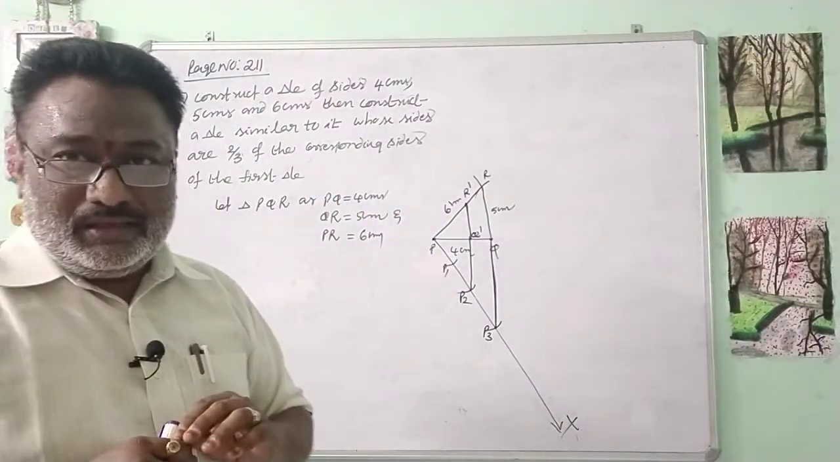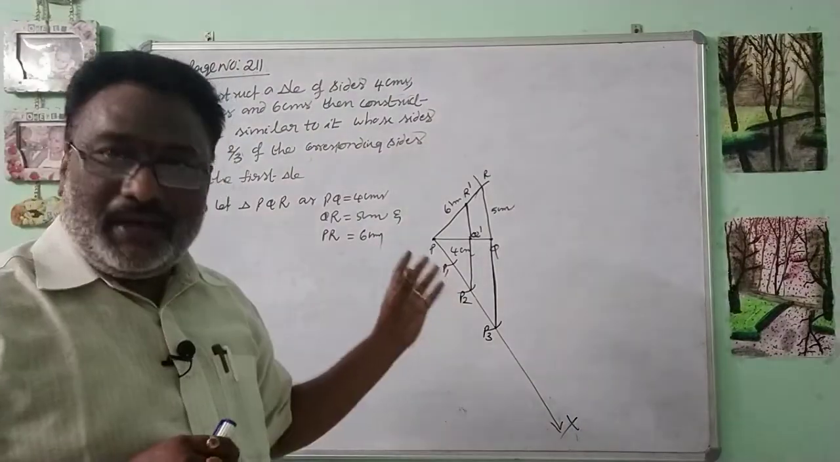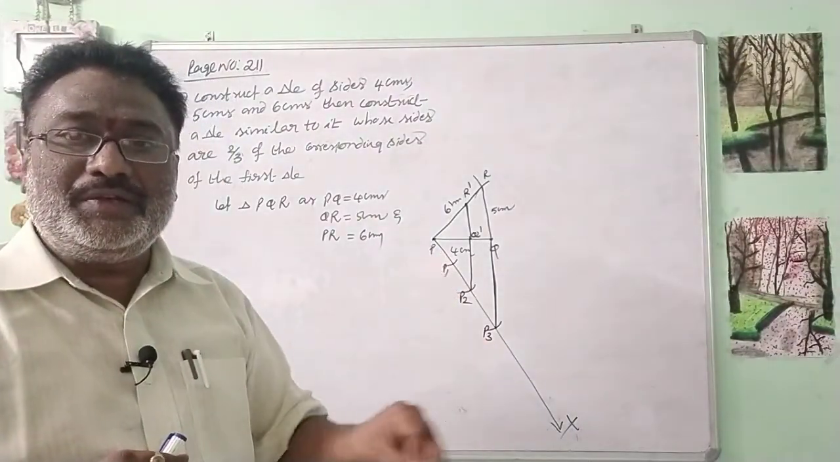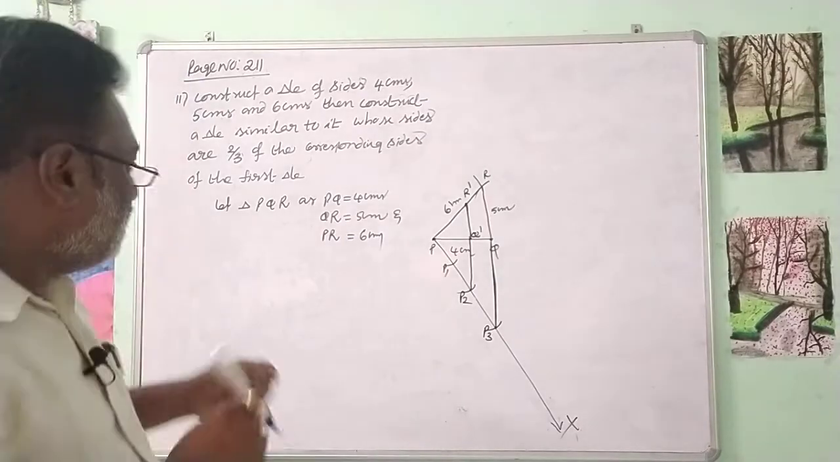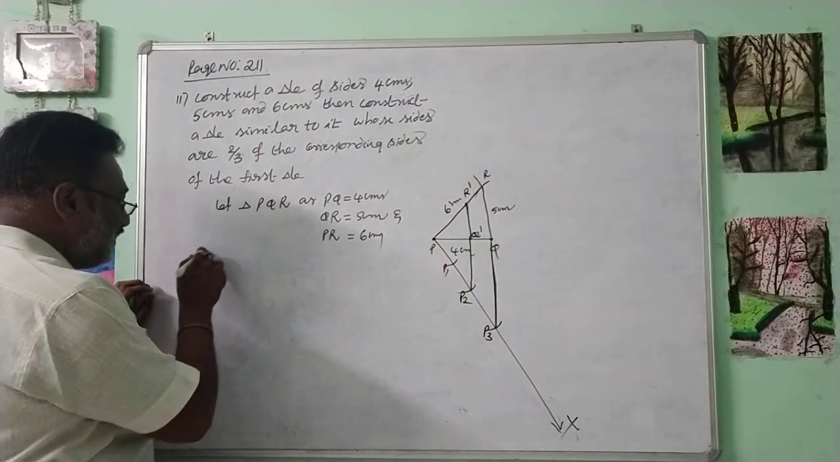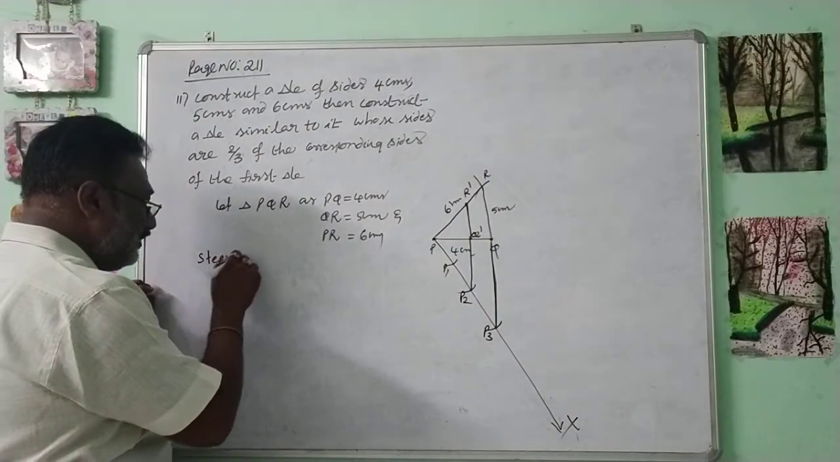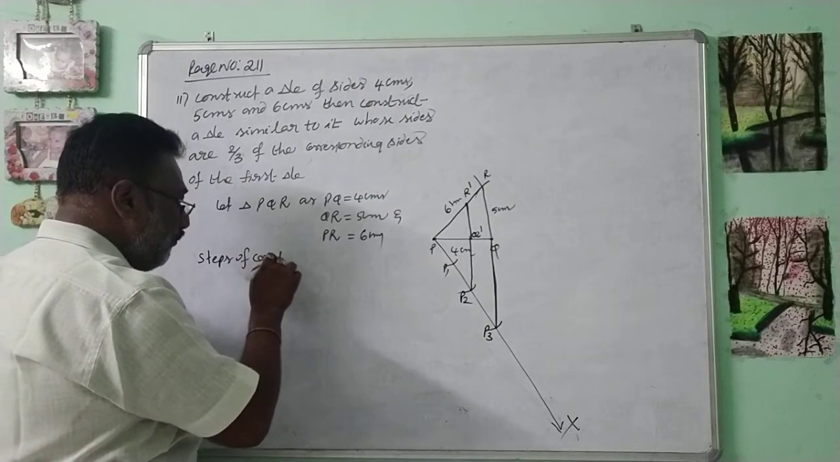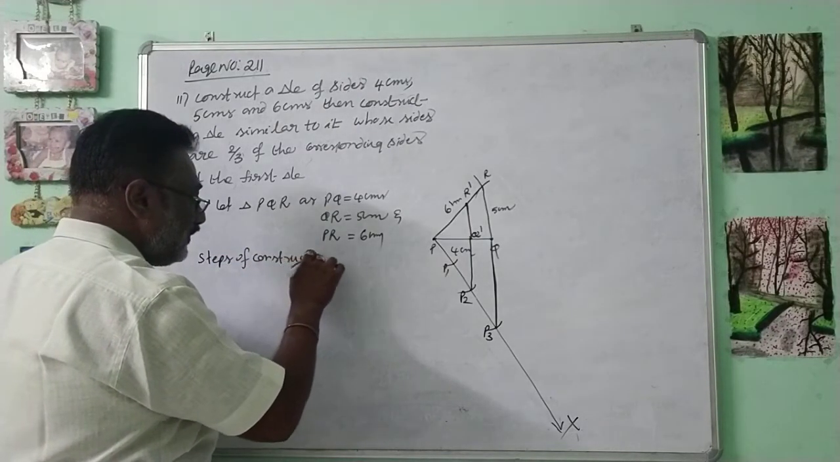That's all. So the things which have been done by you to construct this triangle, you need to write as steps of construction. So here I am going to write the steps of construction. Observe them. Steps of construction.